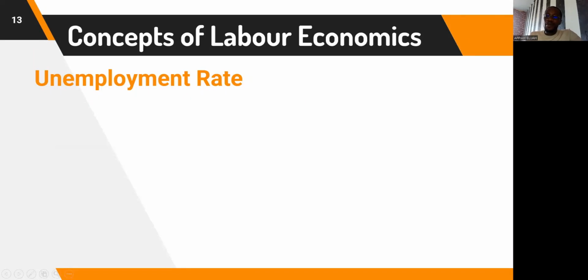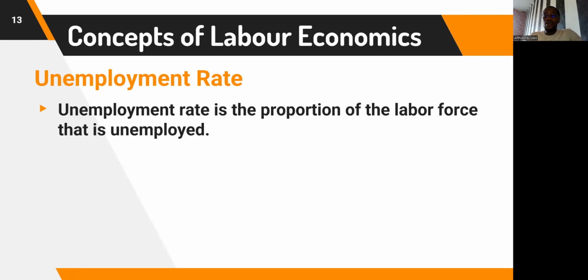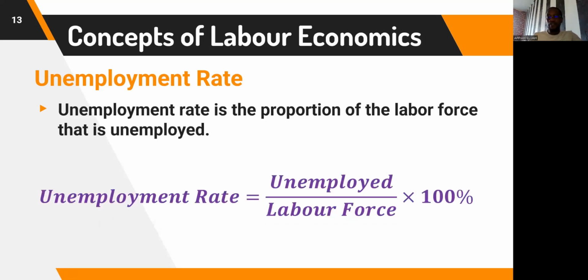Then the second concept that we need to look at is unemployment rate. When we talk about unemployment rate, we are looking at the proportion of the labor force that is unemployed. That means we are looking at the ratio of those who are unemployed to the labor force. So we simply take unemployed and divide by the labor force, and then we get the unemployment rate. We multiply by 100% so that we get it in a percentage.